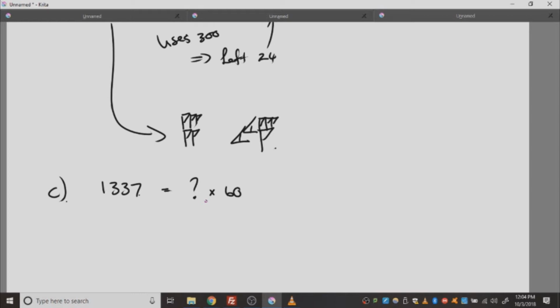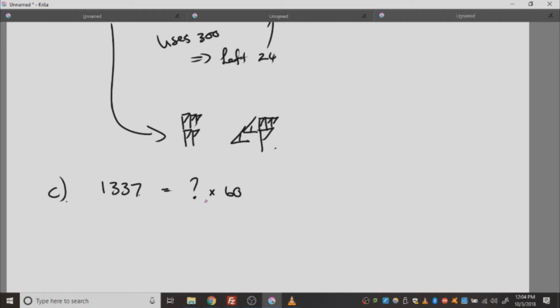Yes, you could do that. If you're committed to doing this in your head, pick a number you do know. 1,200? 1,200, and then how many is that? 20? That's still far away, so I still have 137 left. 120 would fit 2 more 60s, so 22.